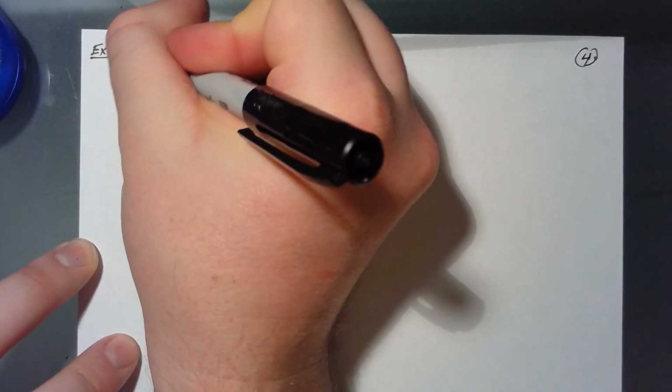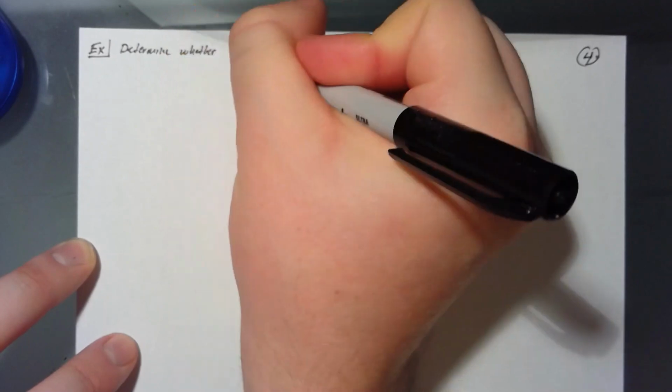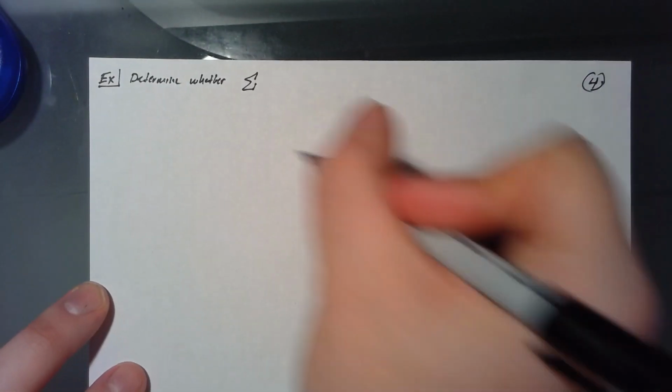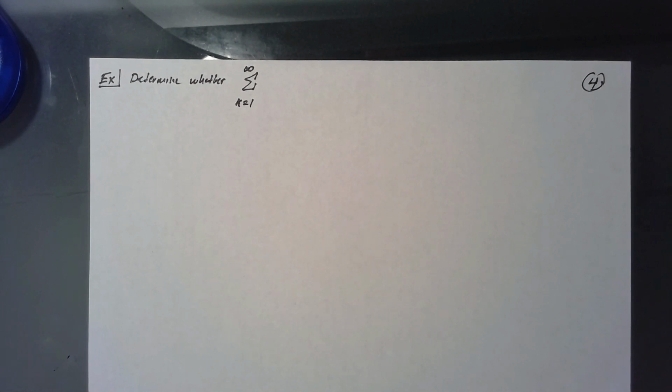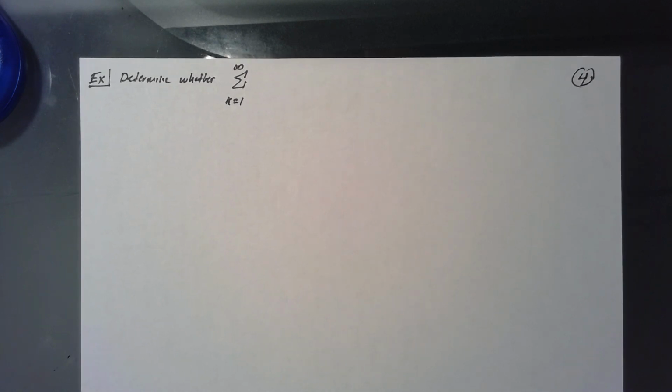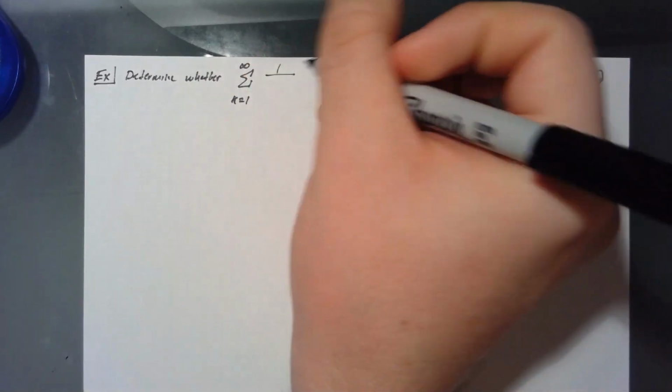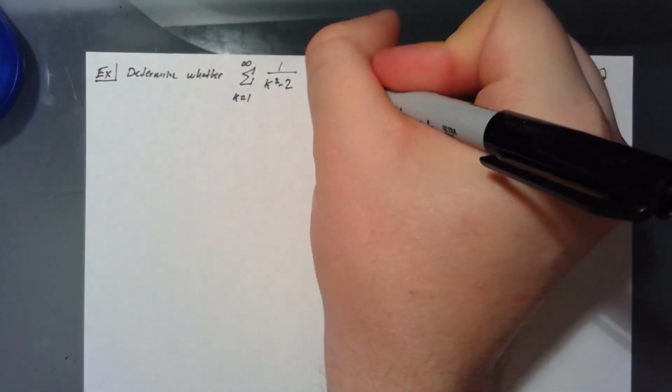Let's see it in action. Determine whether the series one over k squared minus 2 converges or diverges.